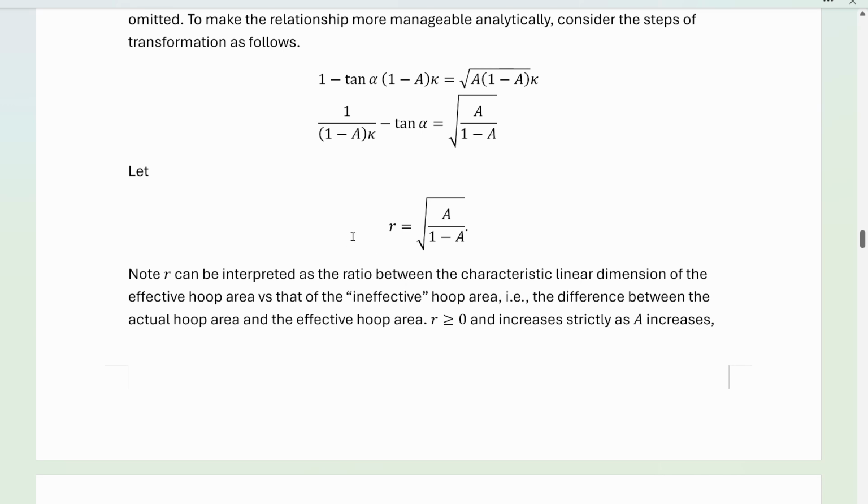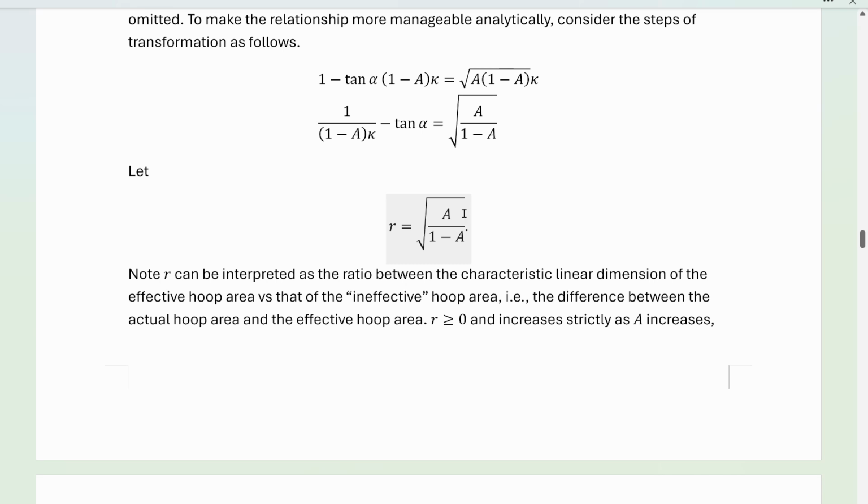So here's the transformation. I let r be the square root of a over 1 minus a. This new variable r corresponds to a in a one-to-one manner, and also it has an interpretation as well. Because a is the effective target area, 1 minus a is the ineffective target area. In other words, that is the total area minus the effective area.